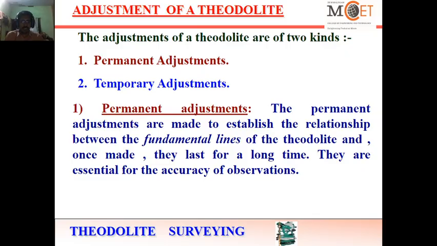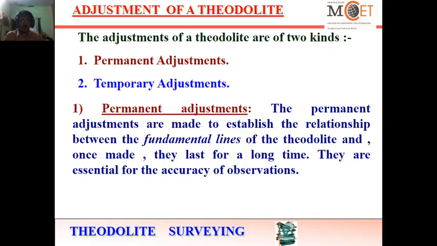From the name itself you can see, when the adjustments are to be made very cautiously and should not be repeated often, that type of adjustment is called permanent adjustment. And temporary adjustment, whenever at the time being it is required, you have to do it, right? So we have to see the difference between those two, right?